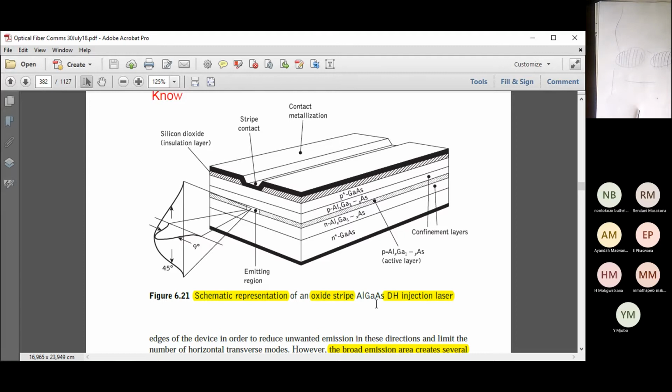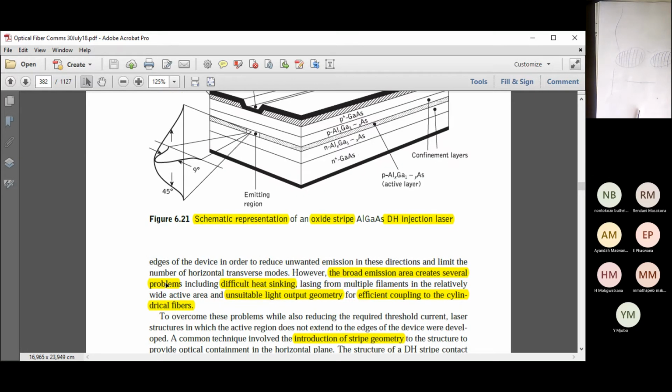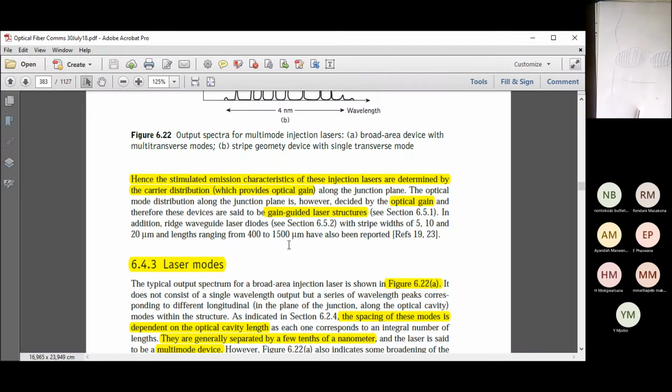So this oxide stripe injection layer is with a stripe in. See, oxide stripe, and the stripe is on top there. Right, please know that one as well.